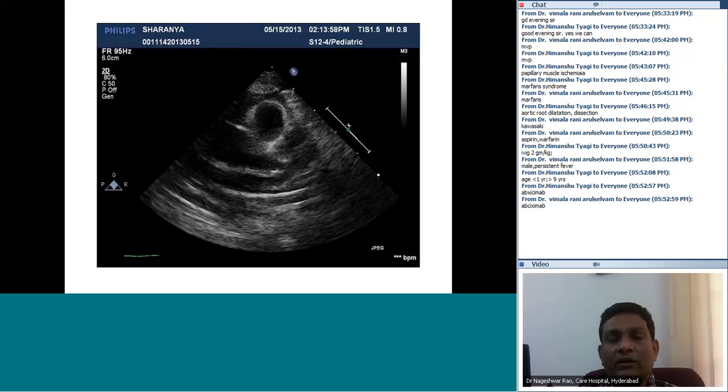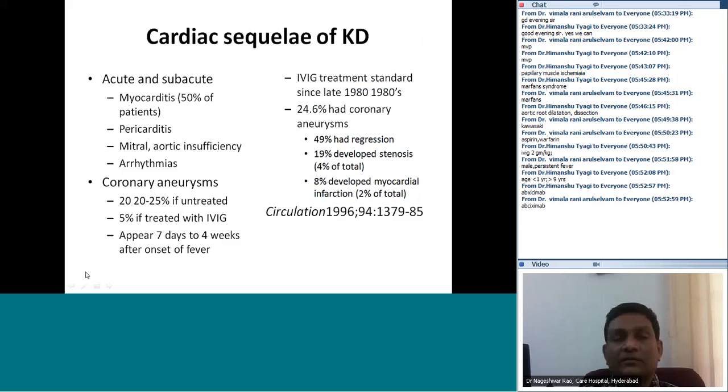So acute and subacute myocarditis, pericarditis, mitral and aortic insufficiency, arrhythmias, and coronary aneurysms are seen in 20 to 25% of the patients, and in 5% of patients even if treated with gamma globulin, you will see that. Usually they appear from the end of the first week to the 4th week after onset of fever. And IV gamma globulin is the modality of treatment.